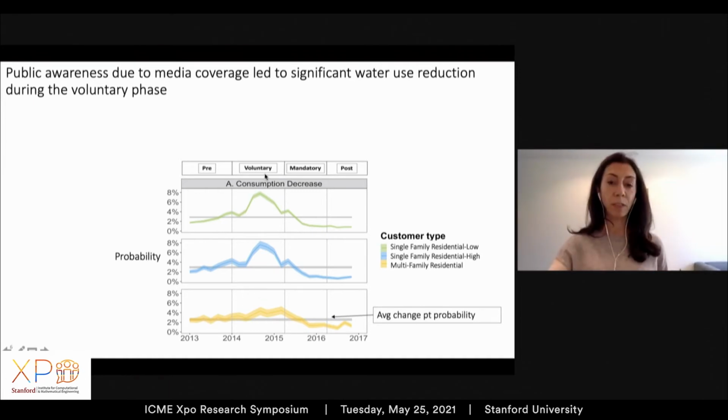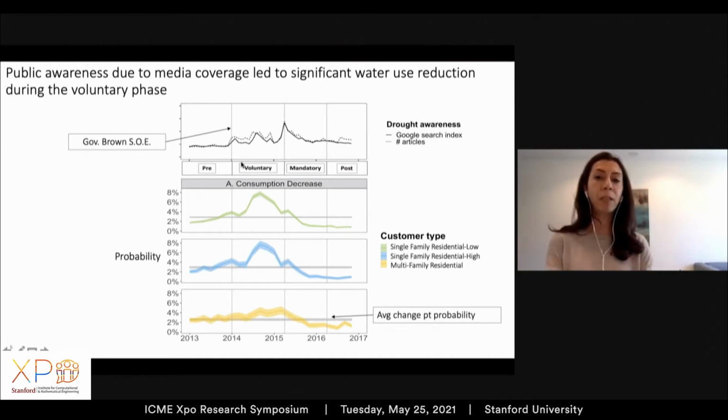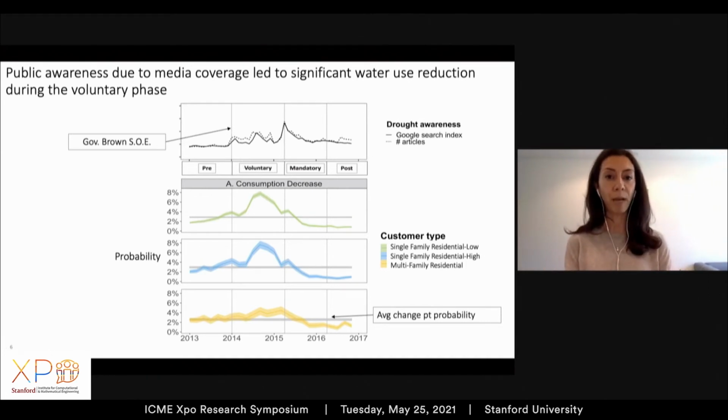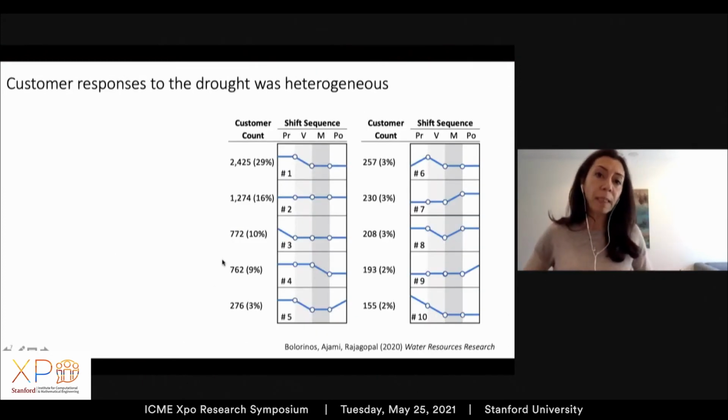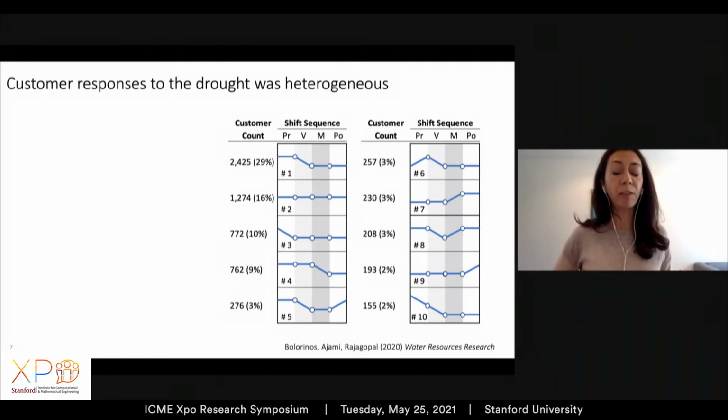during the voluntary restriction. We used the number of articles that was written on the drought in California, using an in-house developed search algorithm called Articulate. We also looked at the Google search indices that in a way correlate with public awareness, and as people are reading these articles, they're responding to the information they're receiving. And what you see here again is that during this voluntary period, as the number of articles were increasing, people started responding.